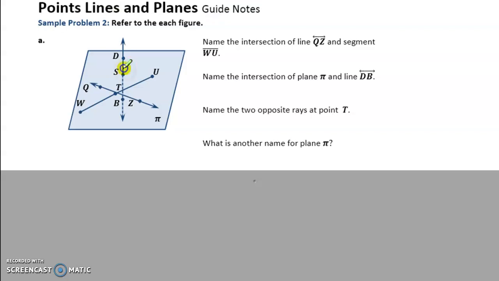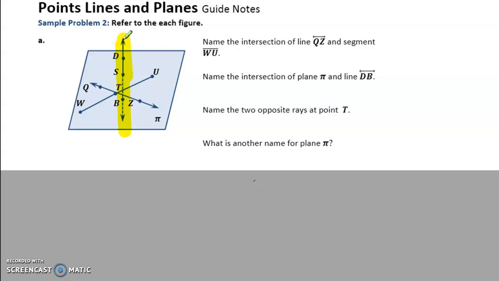So right here, this line right there, that is like a pencil going through a sheet of paper. So the top part, S, is where it's going through the paper, and then the ray through D is above the paper. Where you see dotted lines, that's below the paper, under the paper.